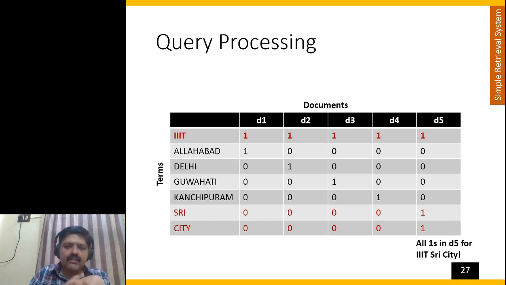So I hope you understood how to construct this matrix. In this case, where the query was IT Sri City, we are interested in the first row and the last 2 rows to contain ones, right? So we are interested in such documents where they have the terms IT, Sri, and City, which means that we should have one for IT, one for Sri, and one for City. So this happens only in the case of D5, or in other words, we are interested in D5. So this is what we want to fetch.